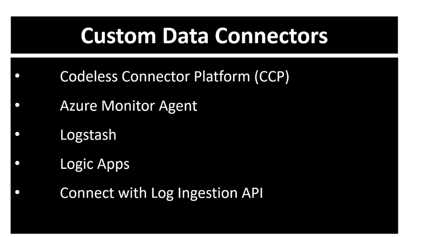Suppose an organization wants to stream real-time security logs from a custom application. They can develop a Python script that formats logs as JSON and then sends them to Sentinel using the API.